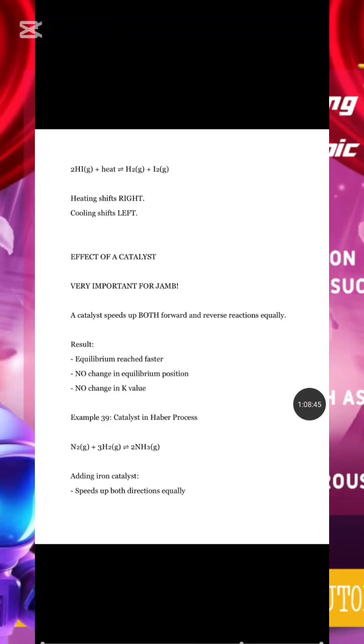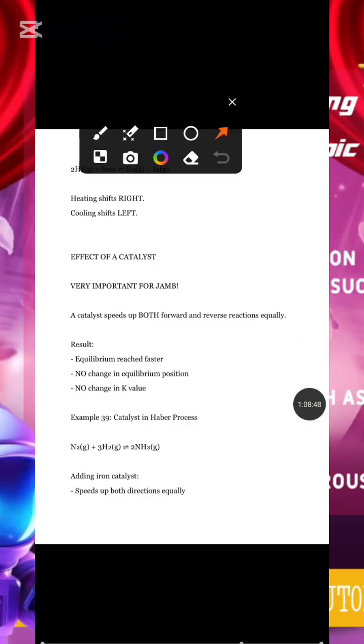Now let's go to the effects of catalyst. We have seen concentration, we have seen pressure, we have seen temperature. What about catalyst? What can a catalyst do?